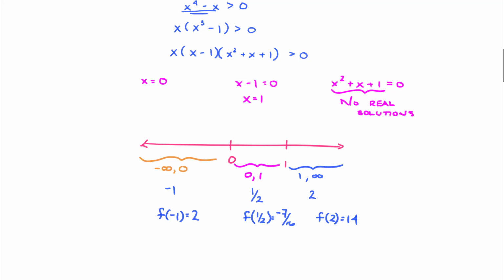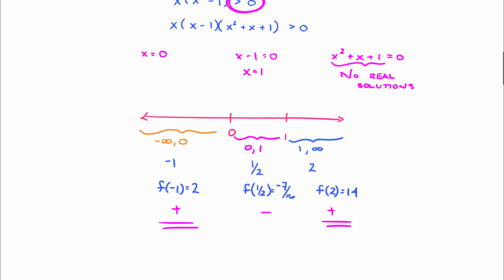What we're interested in is not so much the values of these functions, but the signs at these test points that we've chosen. Are they positive or are they negative? At negative 1, we see that the sign is positive. At 1/2, it's negative. And at 2, it's positive again. The function that we are solving for is where it is greater than 0. So if it's greater than 0, it has to be positive, and that's going to be on this interval and this interval. And since it's strictly greater than, all of our solution sets will have parentheses.